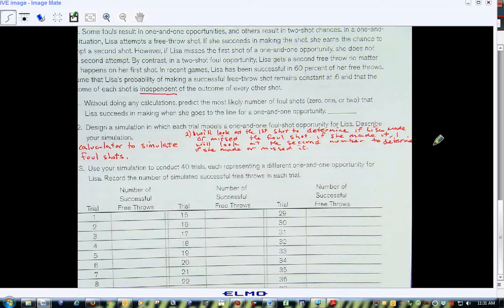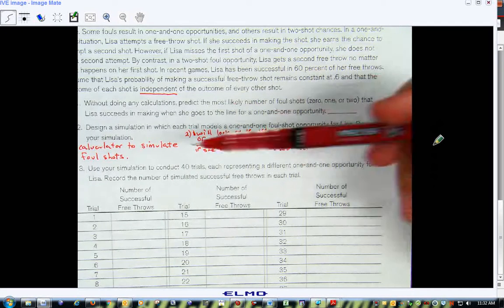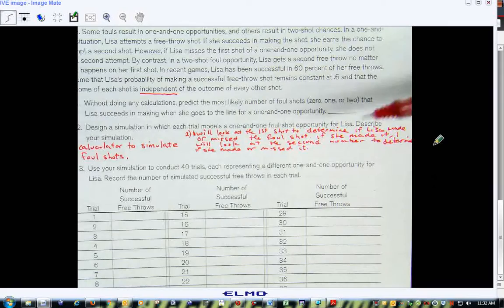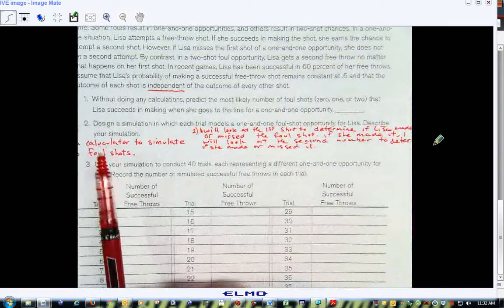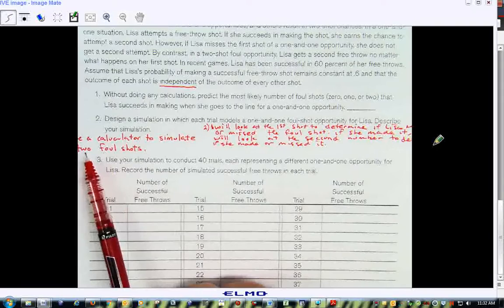Alright, since I've already started, let me just do a 20-second recap. Independent events, Lisa has a 60% chance of making free throws. She's doing a one-and-one or two free throw opportunities. The simulation is designed, we're going to use the calculator to simulate the foul shots, simulate two foul shots.